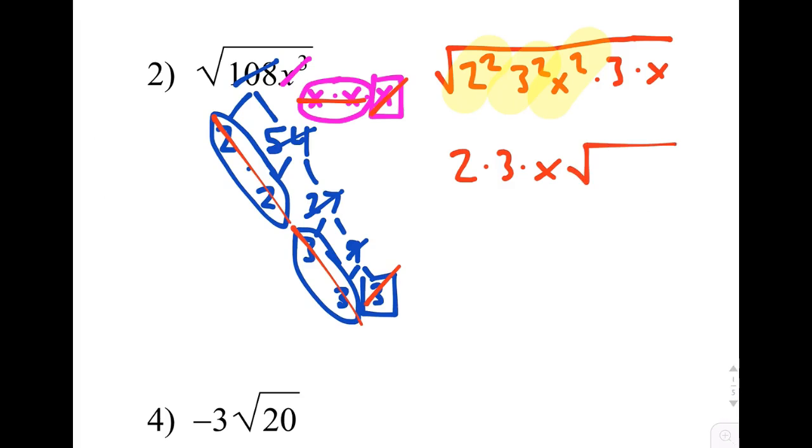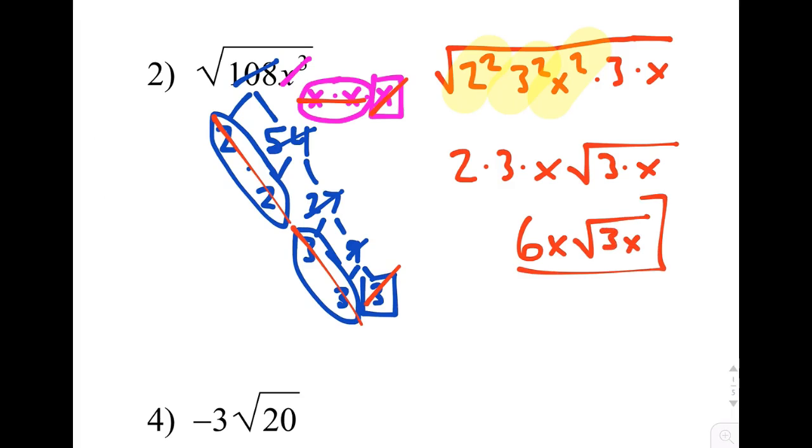And then left behind in the root, I have 3 times x. Cleaning it up, 2 times 3 is 6. 6 times x is just 6x. Square root of 3x. So this would be my simplified answer. The idea is to break it down as far as you can.